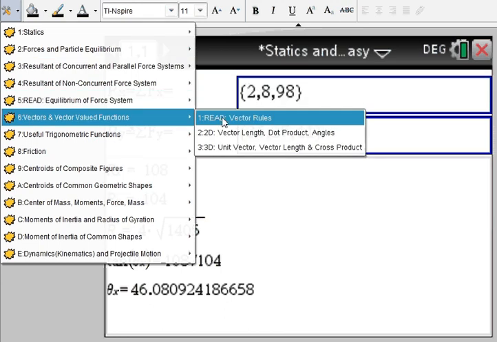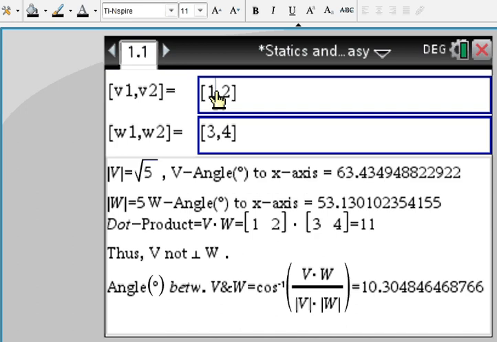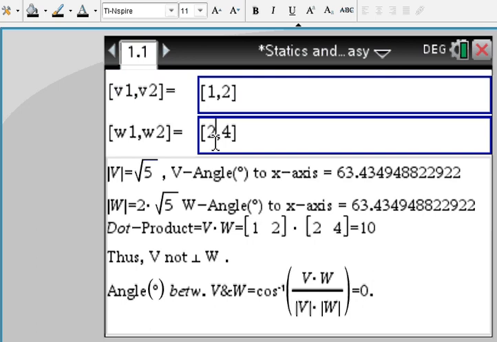Vectors. You can read about vectors, you can perform computations, you can enter two-dimensional vectors V and W here, and then it gives you all the information about these two vectors, such as their length, their angle to the x-axis, their dot product, and the angle between the two vectors, which is computed here. Again, if we change the value here, then you can see that everything changes, and we see that these two vectors are, of course, linearly dependent. The second one is twice the first, so the angles are the same, and since the angles are the same, the angle between the vectors is zero.